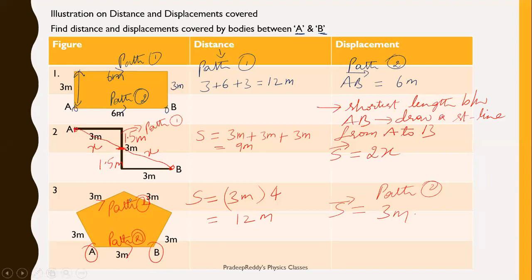In question 3, you should find out distance and displacement from A to B. Path 1 gives you distance, which is the sum of all these: 3 meter, 3 meter, 3 meter, 3 meter, 3 meter, totally 12 meter. And displacement is path 2. It goes from A to B in a straight line, and that is only 3 meter. That gives you distance and displacement.